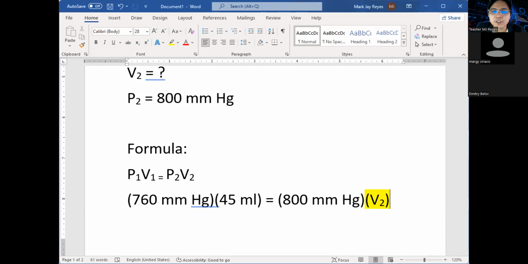So how can you solve for V2? What should we do next? Again, math and science actually have similarities, and this is one of their similarities. In physics and chemistry, they're actually similar. Okay, what should we do next?